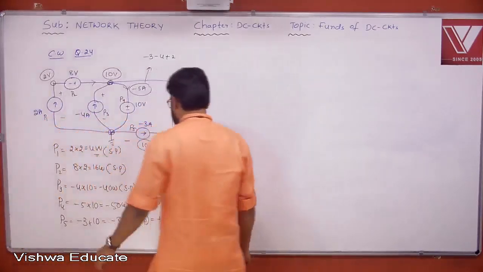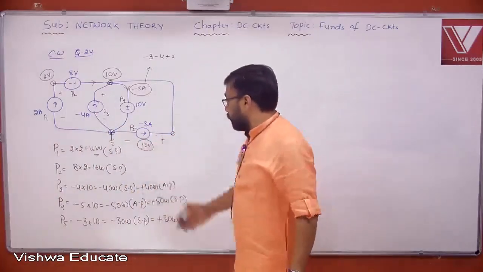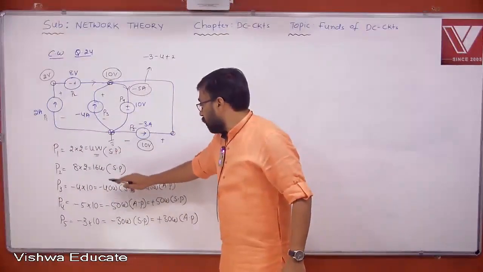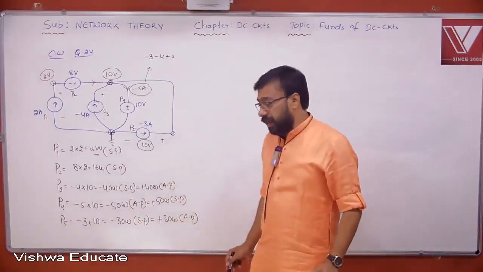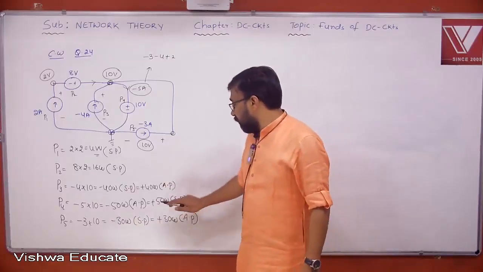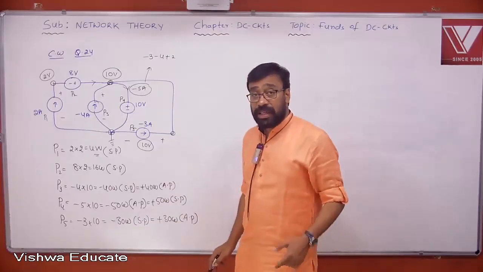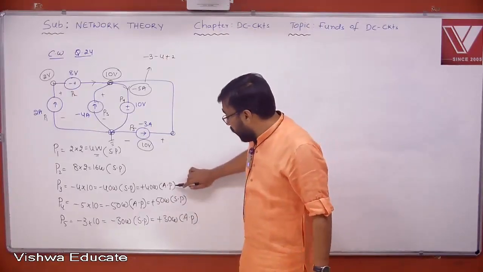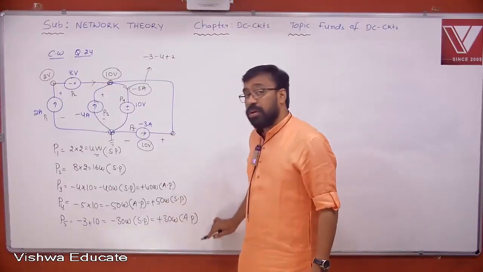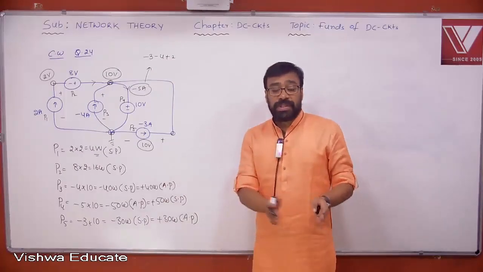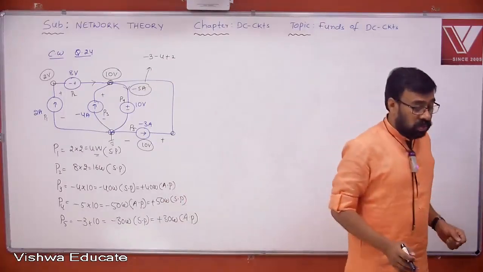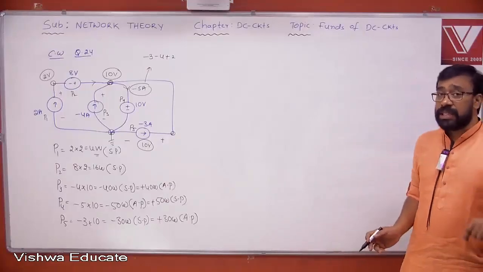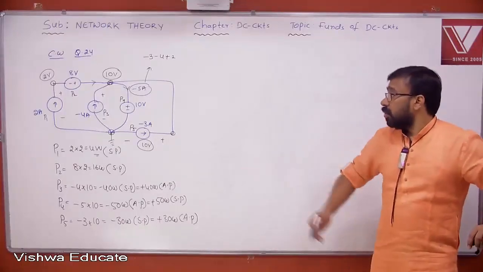See the sum of the powers: 4 plus 16, how much is it? 20. 20 plus 50, how much is it? 70. That is supplied power. Here 40 absorbed, 30 absorbed, total 70 absorbed. Total power supplied is equal to total power absorbed. So power got balanced according to Tellegen's theorem. Okay? So please note this down.